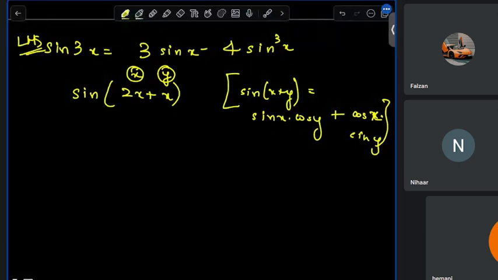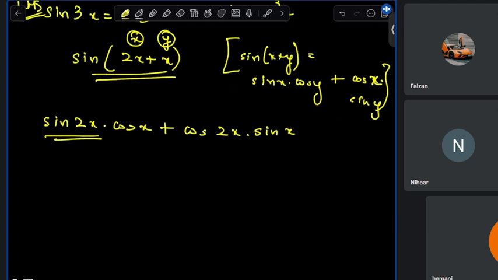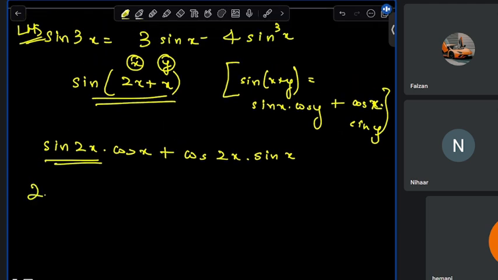Anyways, do you understand the first part, sin of 2x plus x? Now, sin x means you write sin 2x, correct? Cos y means you write cos x, correct? Plus as it is. Cos x means cos 2x you write, correct? Dot sin x you write. No doubt here? Now see, for sin 2x we know one formula: 2 sin x cos x. Always say sin first, get used to that. I'll put it in brackets, into cos x was already there.